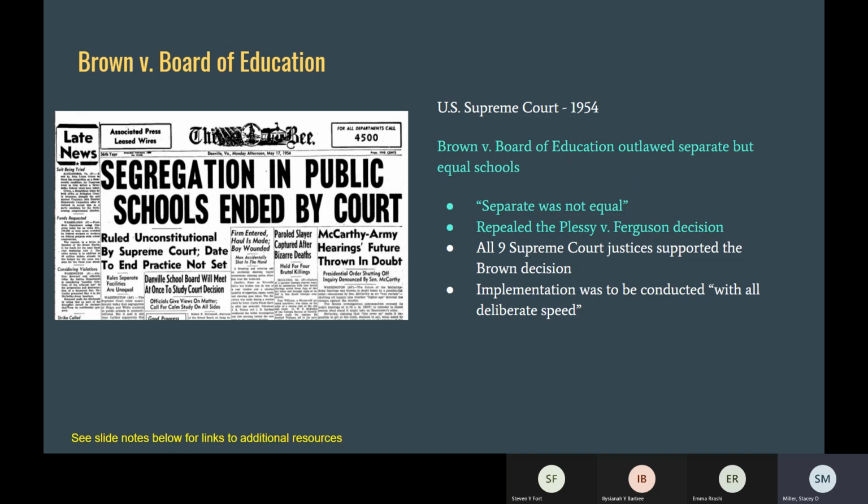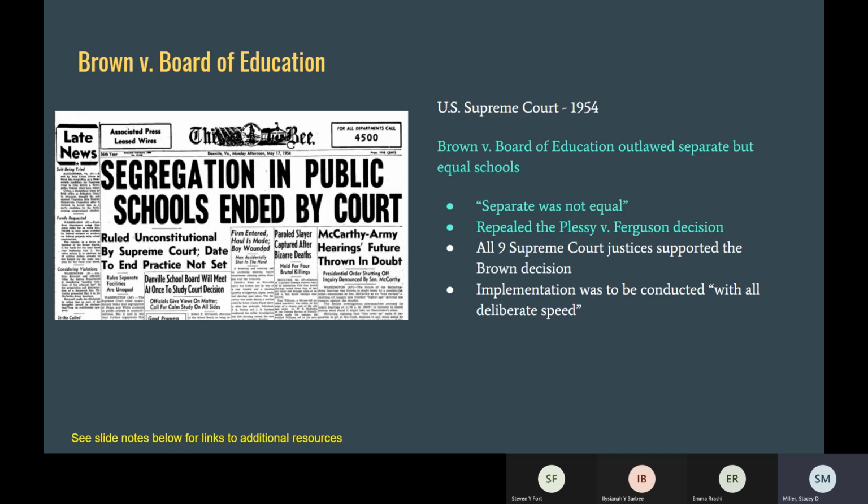In fact, you have all 9 Supreme Court justices supporting the Brown decision here. Implementation, though, this is where it gets interesting. The way that the wording is in a lot of this is where the issues really come from. Implementation was to be conducted with all deliberate speed, which to me and to many people is incredibly vague, right? It doesn't say, hey, no more separate segregated schools, this needs to be figured out by September 10th at 12 p.m. or something. No, there's no hard deadline.